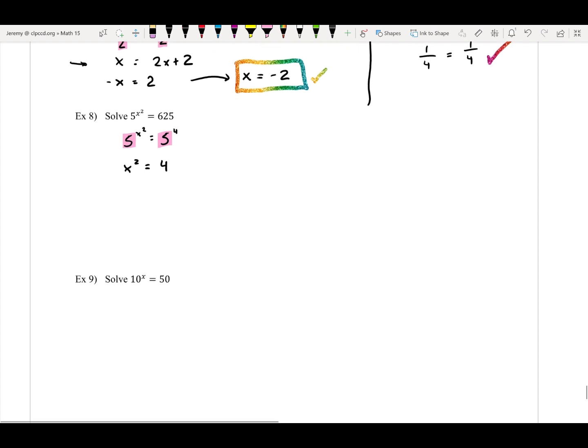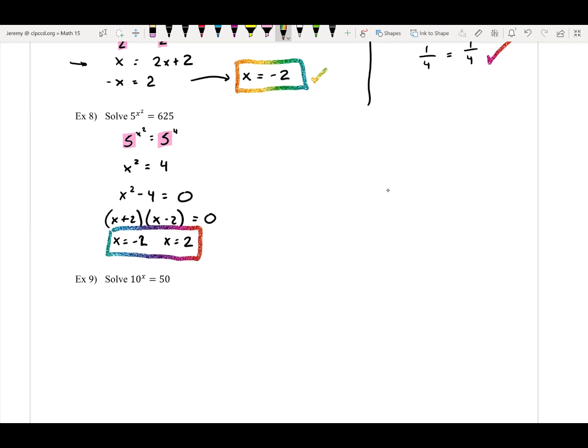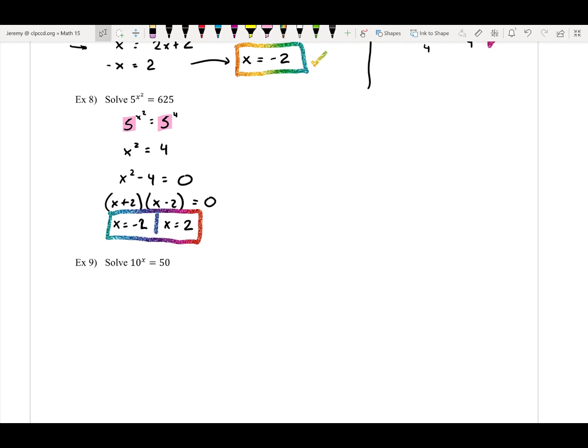And we just want to solve this quadratic equation. There are different ways to do it. You could solve it by taking the square root of both sides, or you could subtract 4 from both sides and solve by factoring, like this factors to x plus 2 times x minus 2. So I get the two solutions, x equals negative 2, x equals positive 2. So those are my two solutions. If you did solve by taking square roots, you would just get x equals plus or minus 2 when you took the square root. Same answer.